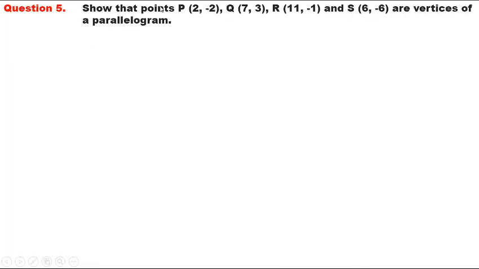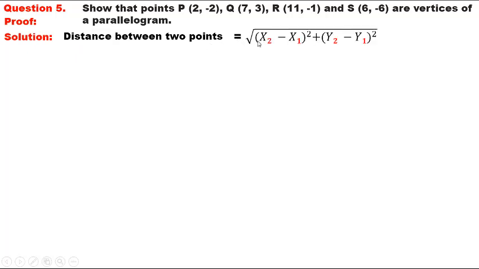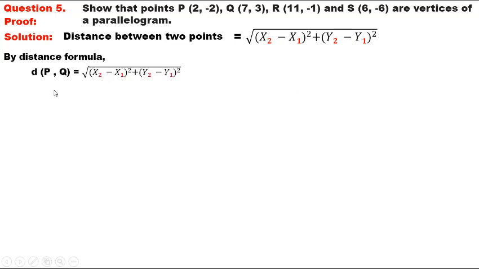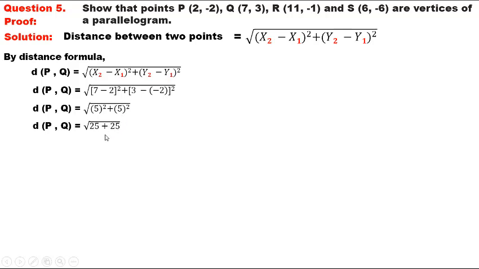Question 5th. Show that the points P, Q, R and S are the vertices of a parallelogram. Distance between two points is equal to under root of (x2 minus x1) square plus (y2 minus y1) square. By distance formula we get distance between PQ is equal to under root of (7 minus 2) square plus (3 minus minus 2) square, which is equal to under root of 5 square plus 5 square. Therefore it is equal to under root of 25 plus 25, which is equal to under root of 50.